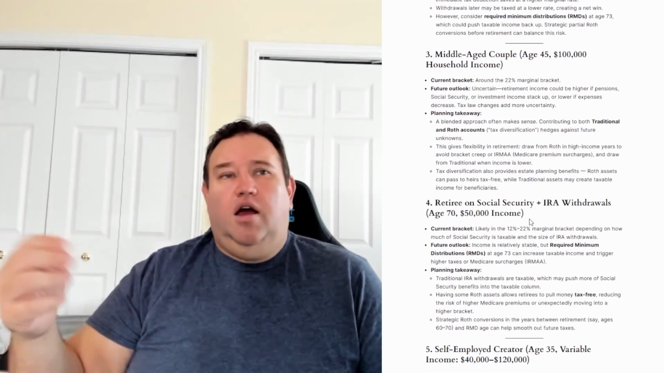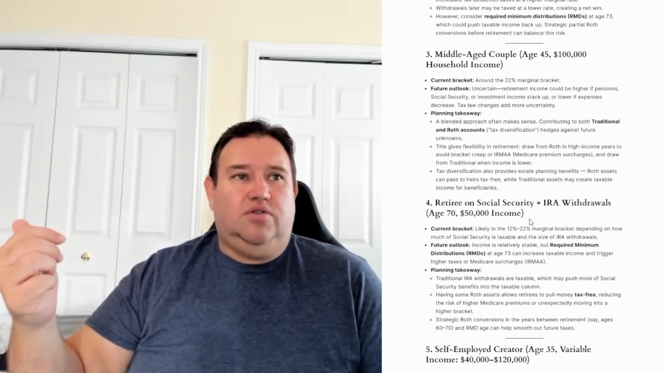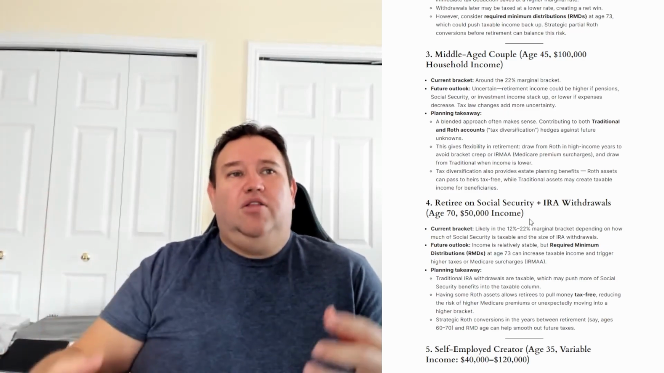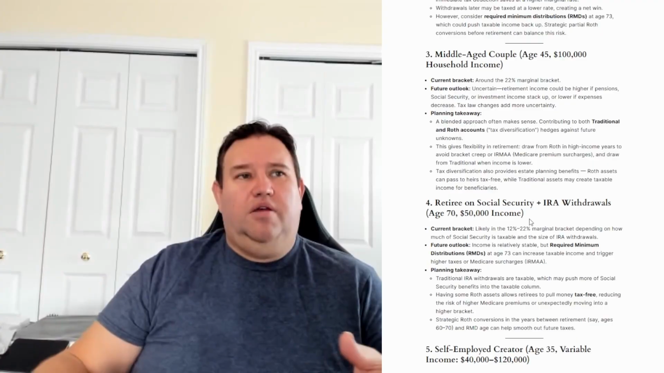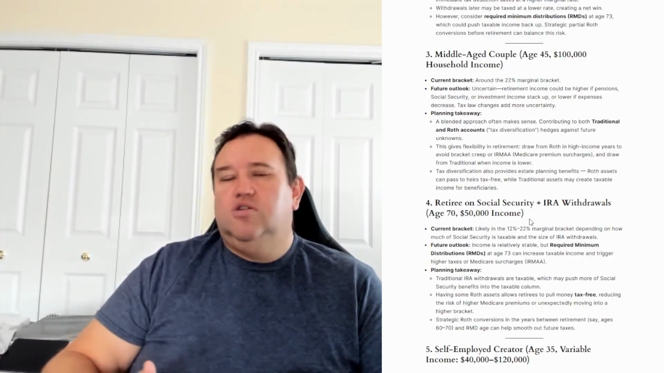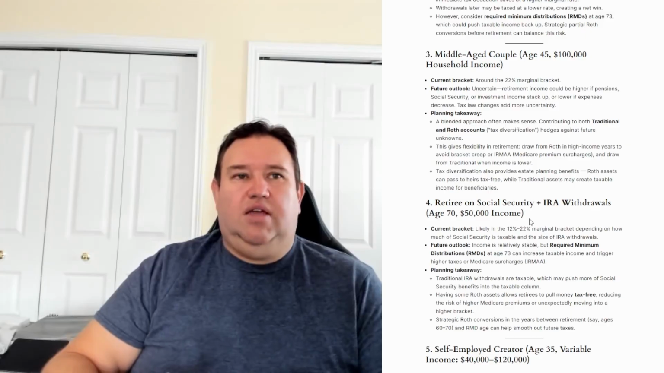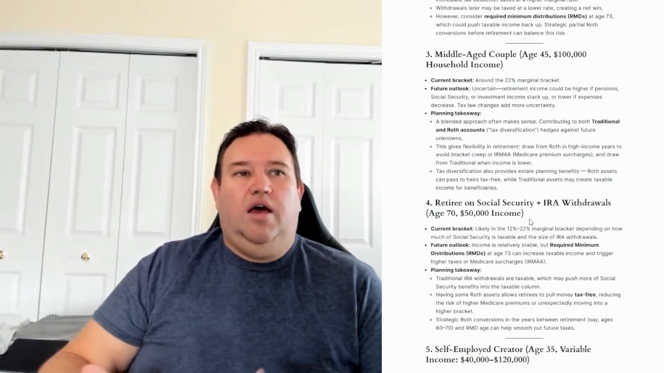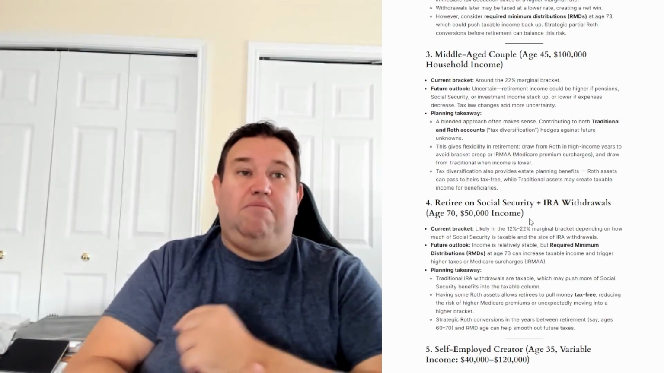Consider a middle-aged couple, age 45, with $100,000 household income, around a 22% marginal income tax bracket. They might look at whether their retirement income will be higher than their current outlook. They have uncertain retirement income, which could be higher if pensions, Social Security, or investment income stack up, or lower if expenses decrease. There can also be changes in tax laws. A blended approach for someone like this might make sense.